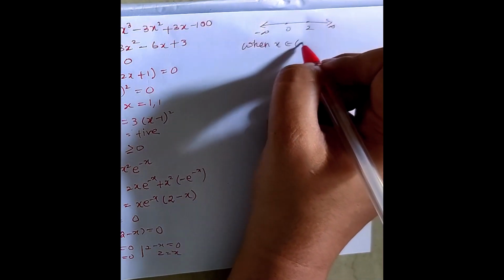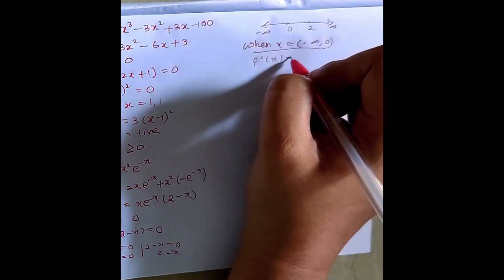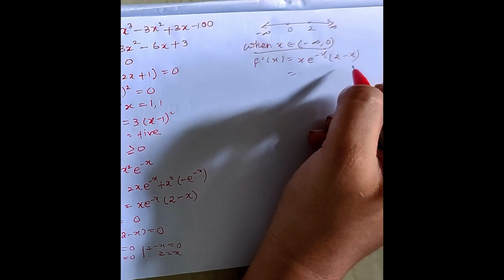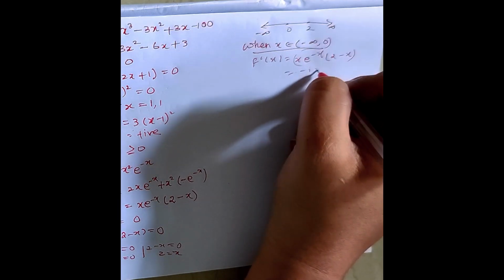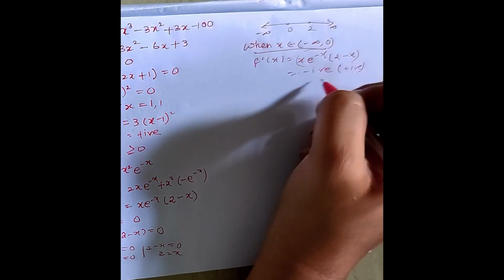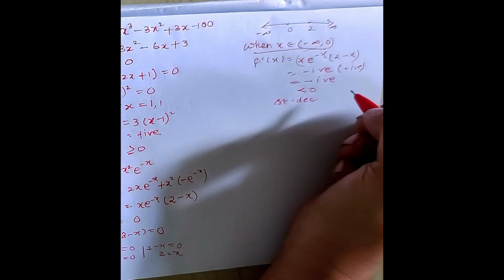When x belongs to the interval minus infinity comma 0, all the values of x are negative. So f dash of x simplified form is x into e power minus x into 2 minus x. Okay, all the x values are negative. And here negative into whatever the exponential value, we get negative, and minus into minus is positive, so we get the positive value. But anyway, negative into positive, it is negative, it is less than 0, the function is strictly decreasing.